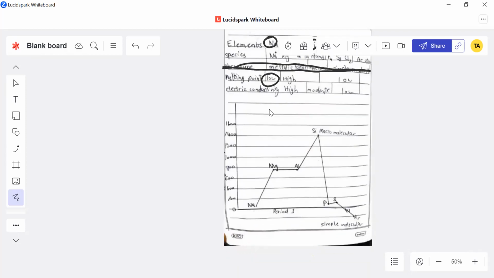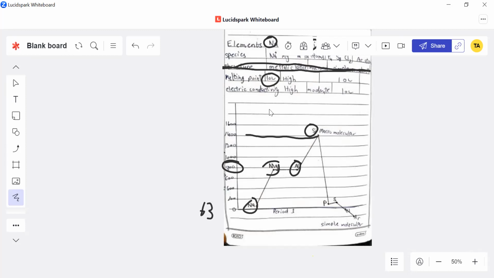So again, Na has a low melting point because it's a group 1 alkali metal, and then magnesium and aluminum have similar melting points. It's usually higher than sodium. Silicon is the element which has the highest melting point. The reason for this is because it's a macromolecular element. I'll explain what this is again in chapter 5. Silicon, because of it being macromolecular, has the highest melting point. It's around 1400 degrees, whereas magnesium and aluminum both have around 800 degrees as the melting point.